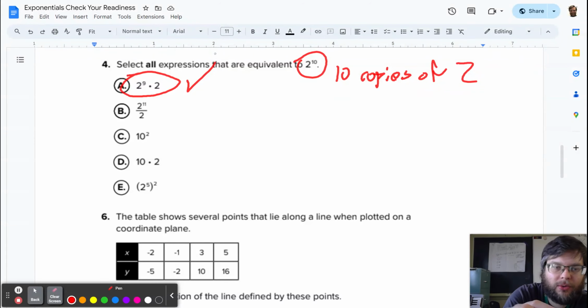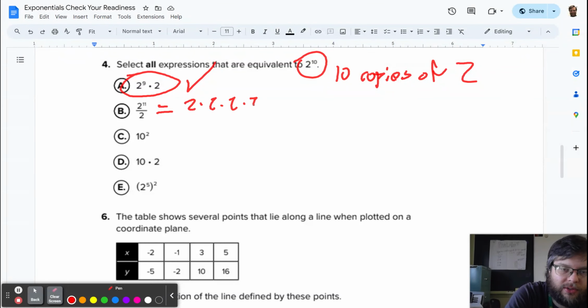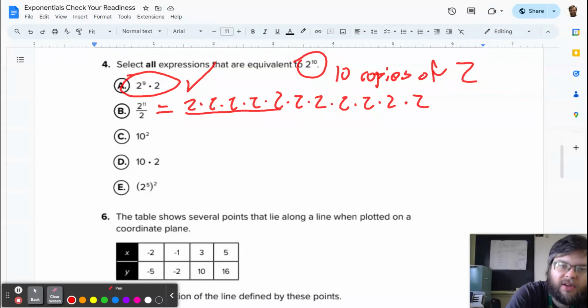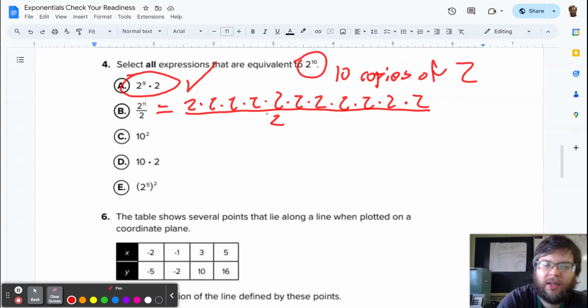Part B also works, and the reason part B works is if I look at the numerator, I have 1, 2, 3, 4, 5, 6, 7, 8, 9, 10, 11. And if I look at the denominator, I have a single copy of 2. So you might think, oh, but that's 12 2's being written down. Remember, however, that 2 divided by 2 is equal to 1. And if you multiply by 1, it doesn't do anything.